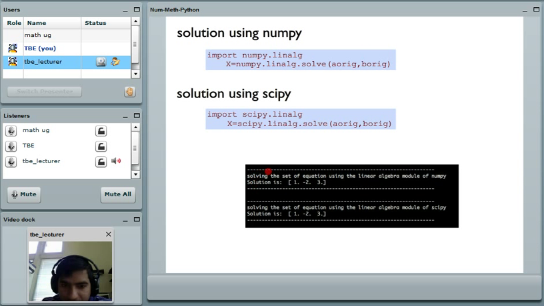You can see the solution comes out to be exactly the same as what you determined using your handwritten code. The solution is 1, minus 2, and 3. And again here I'm using a similar thing in SciPy. SciPy also has the linear algebra module and it also has the solve function. So you get the same solution both from NumPy and from SciPy, using this particular function called solve.